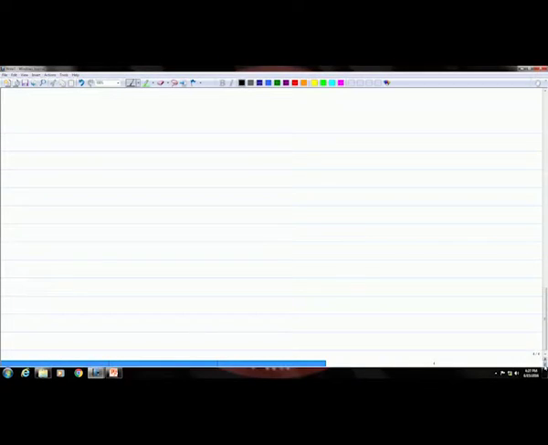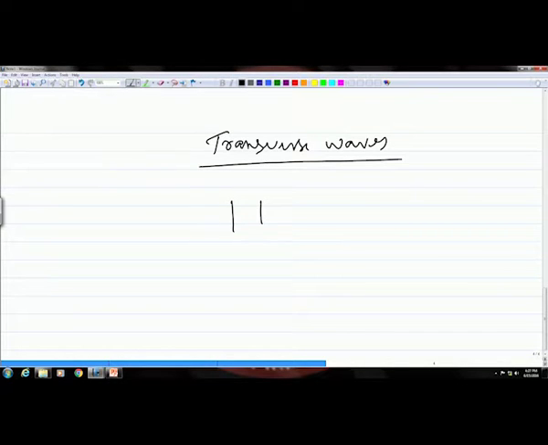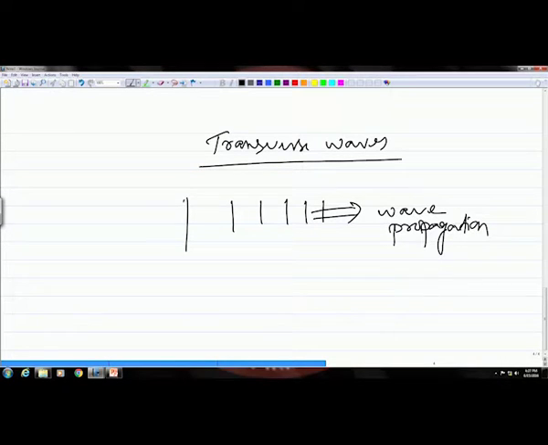On the other hand, if you look at the transverse waves, in this case if this be the direction of wave propagation, the particles will move in a perpendicular direction.